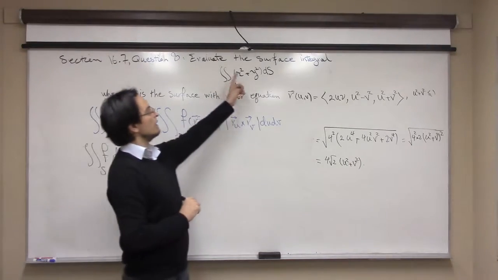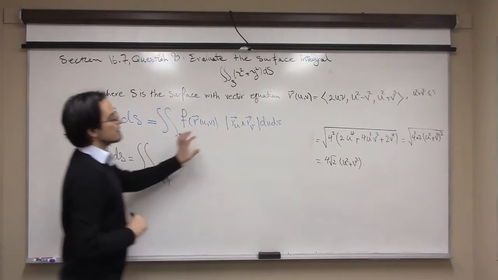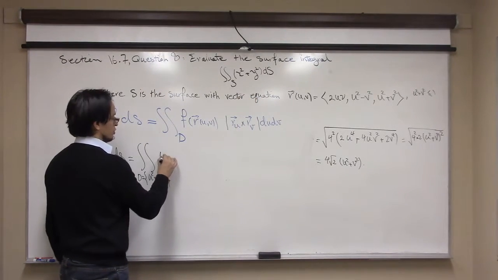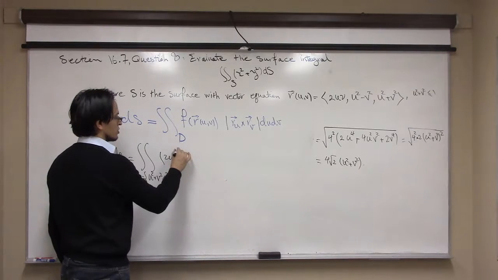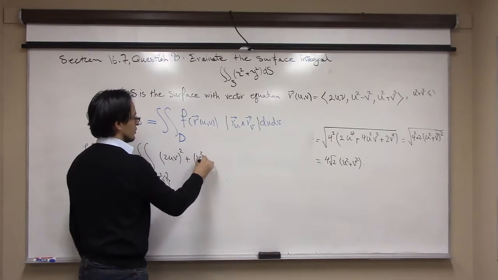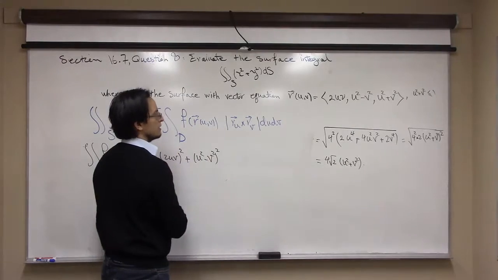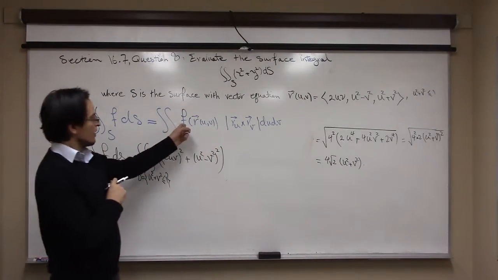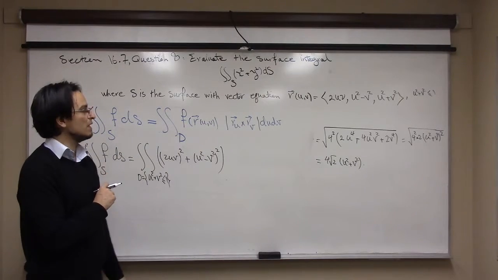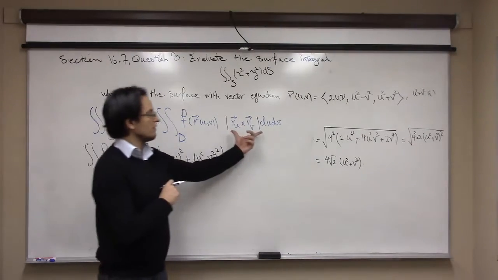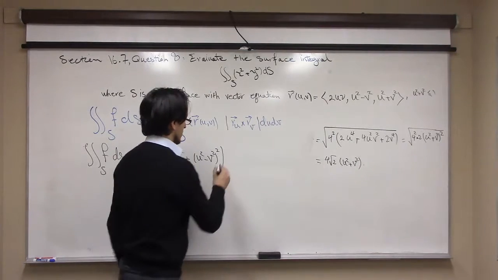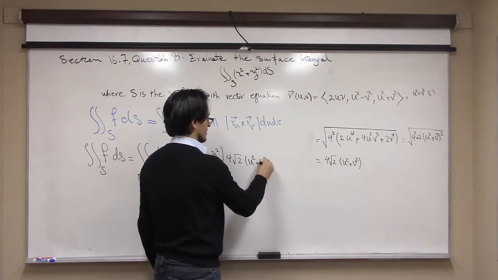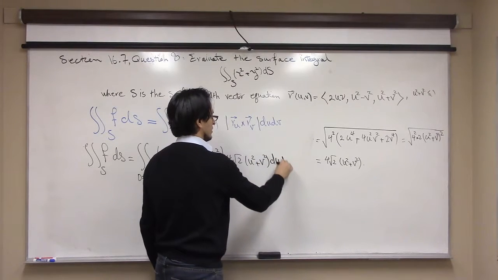Function is x squared plus y squared. X is this, y is that, so I have 2uv squared plus u squared minus v squared squared. That is my function written in the parameters u and v. And then the surface element, which is given by 4 root 2 times u squared plus v squared, then du dv.